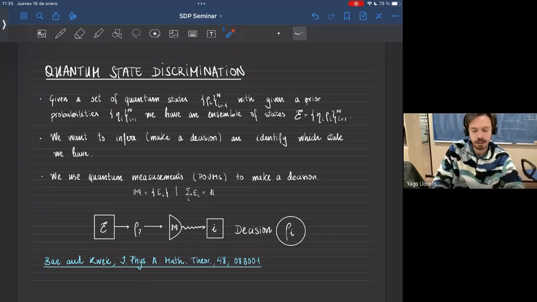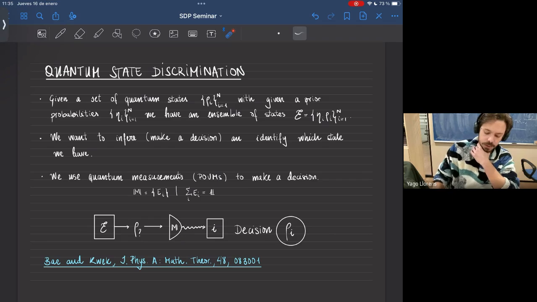Okay, so last week we saw the basics of semi-definite programming, and today I'm trying to illustrate how we use semi-definite programming for quantum state discrimination, which is the topic I'm working on currently. So let me start by defining what quantum state discrimination is.